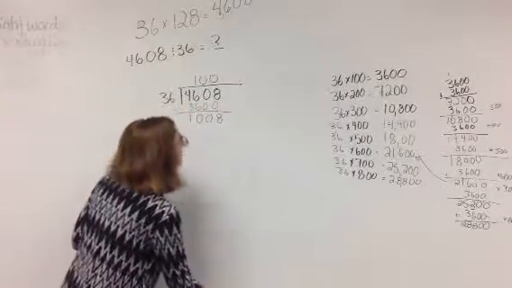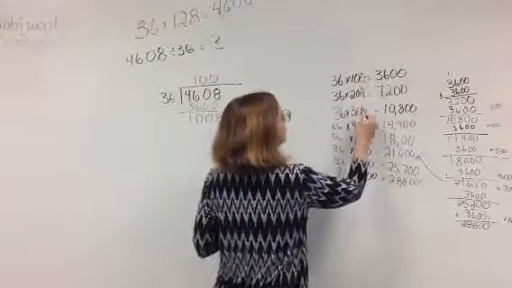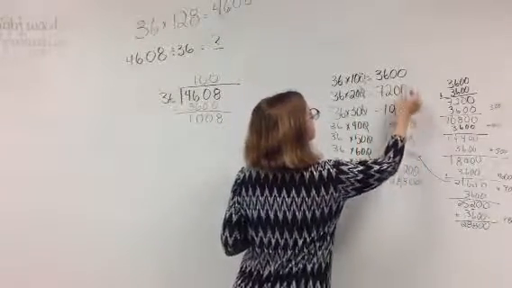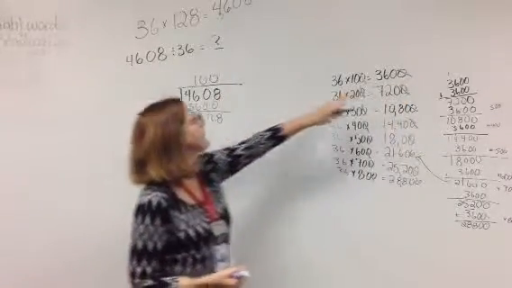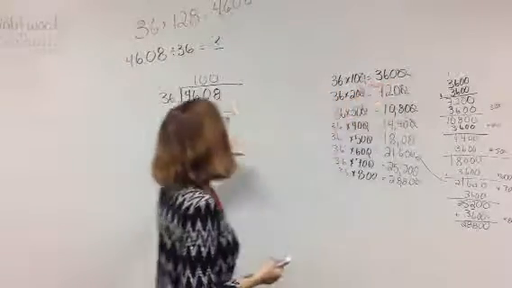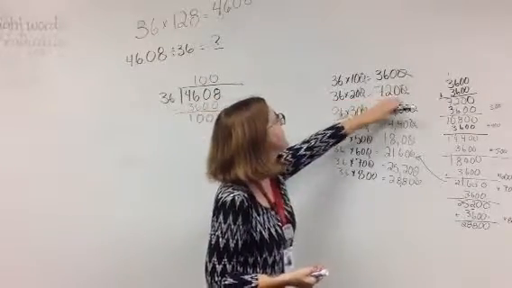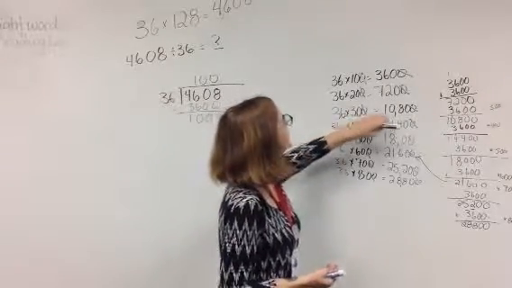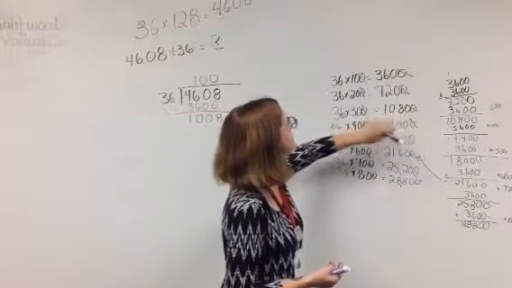Now I have to figure out what's going to be in my tens place. So I'm going to cross off these zeros. I'm going to cross off these zeros. I have 1,008. Well, I know that 36 times 10 is 360, might work. I know that 36 times 20 is 720. That's less than 1,008. 36 times 30 is 1,080. Of course, the commas change.